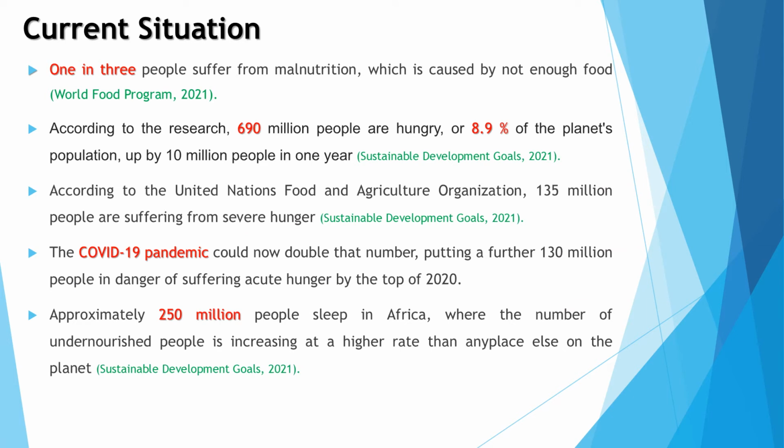Current situation. 1 in 3 people suffer from malnutrition, which is caused by not enough food. According to the research, 690 million people are hungry, up by 10 million people in 1 year. According to the United Nations Food and Agriculture Organization, 135 million people are suffering from severe hunger. The COVID-19 pandemic could now double that number, putting a further 130 million people in danger by the end of 2020. Approximately 250 million people sleep hungry in Africa, where the number of undernourished people is increasing at a higher rate than any place else on the planet.